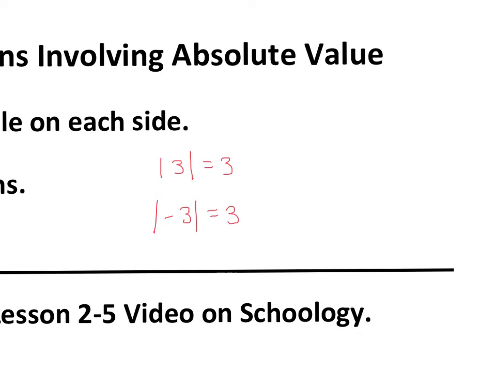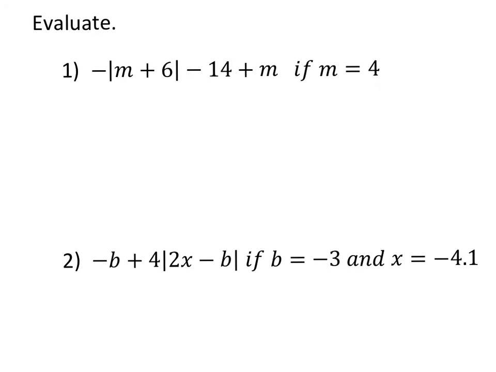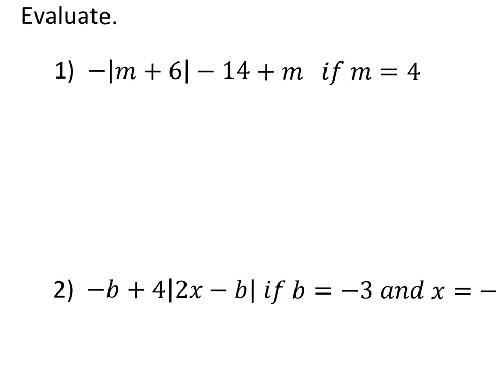Because the definition of absolute value is the distance from 0. Okay? So no matter what, our distances are always going to be positive answers. Okay? All right, so let's take a look at what happens on number 1 here when they ask us to evaluate.